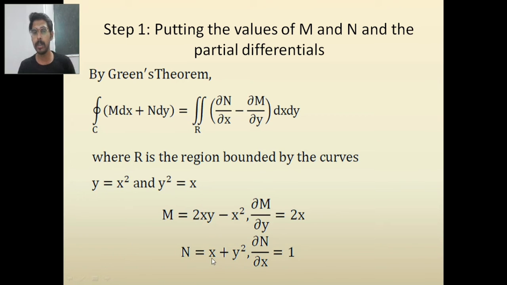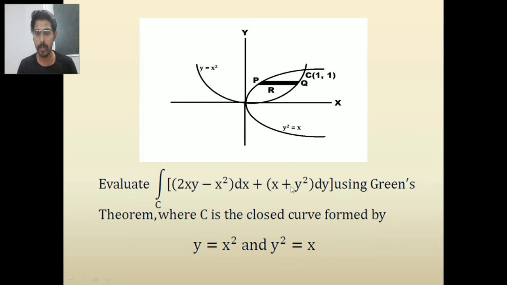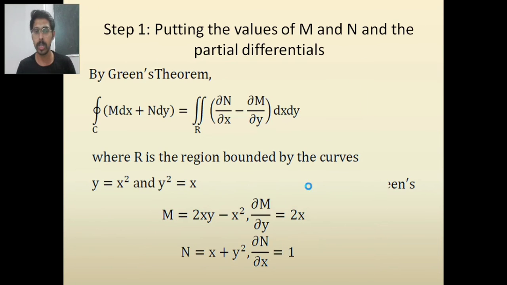Similarly, n will be here x plus y square as per the equation. So m was this one, so n will be x plus y square as per the equation, and del n del x will give you only the differentiation of this one.